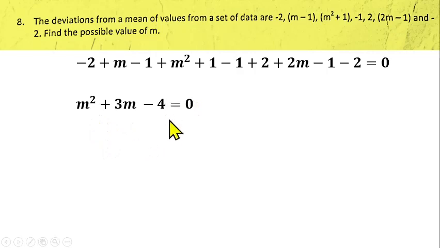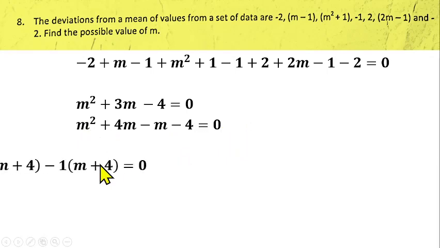So we have a quadratic equation to solve now using any method you know, but this can be solved using the factorization method. So two numbers that multiply together to give us minus 4, and when we add them together give us 3. That will be plus 4 and minus 1. So that gives us m squared plus 4m minus 1 minus m minus 4 equals 0.